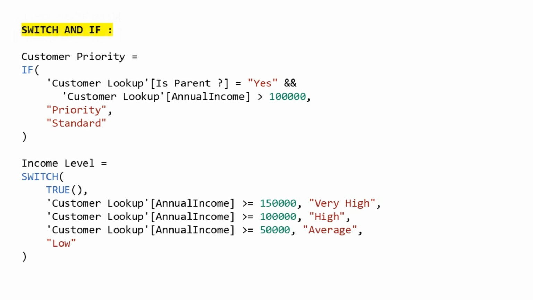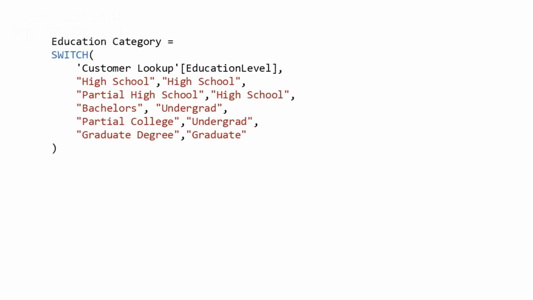Combining switch and if functions allows for more detailed categorization. For instance, you can determine customer priority and income level based on multiple conditions. The switch function can also categorize education levels. You can map different education levels to specific categories like high school, undergrad, and graduate.